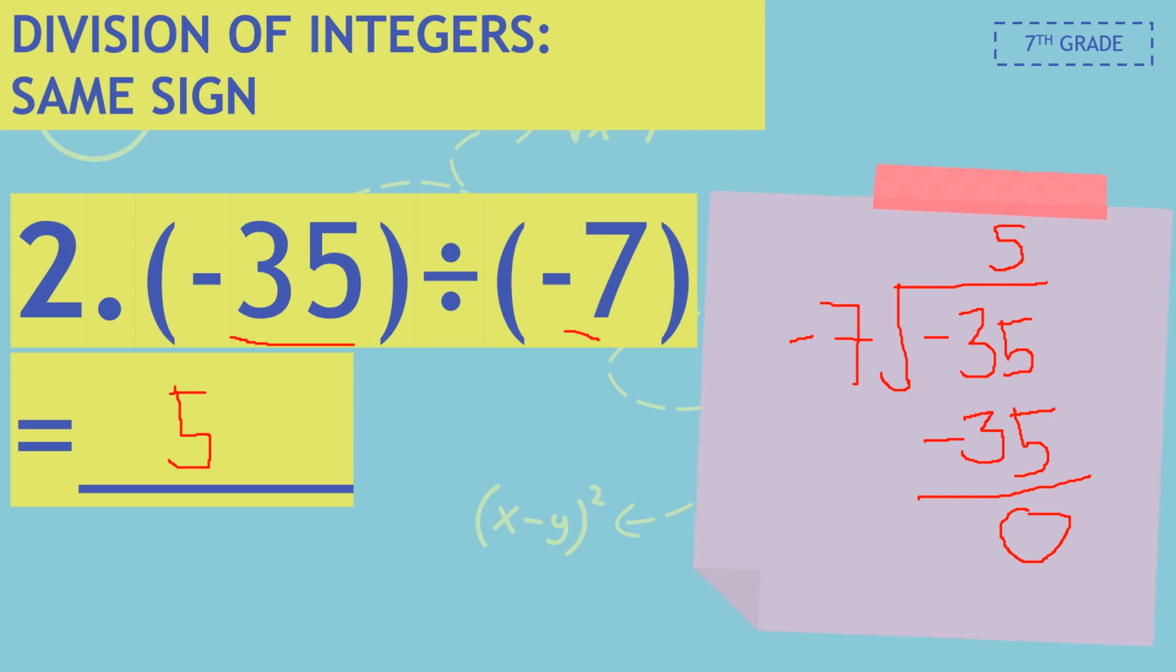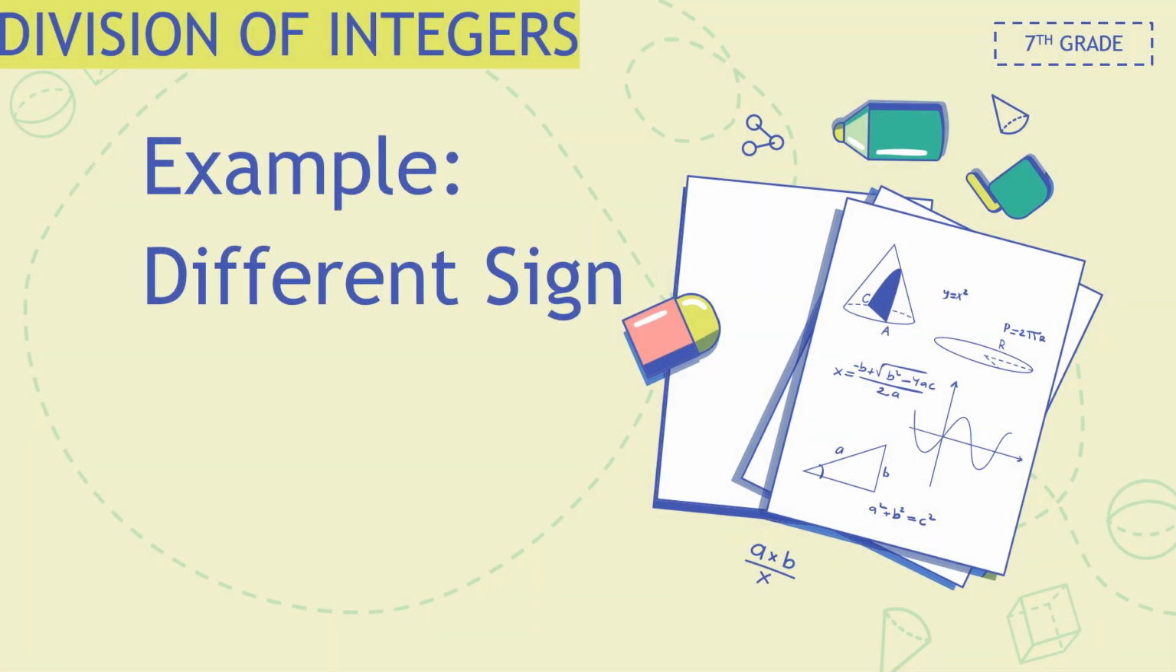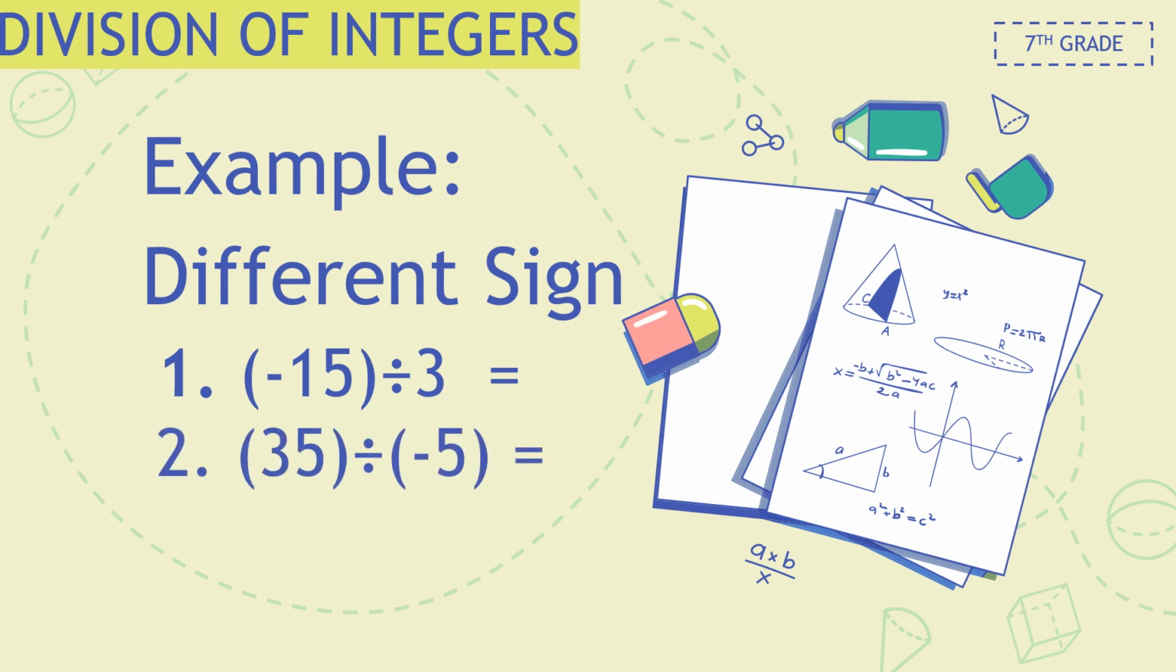We have the example for the different signs. I hope it is clear for you po how we are going to divide two numbers with the same signs. Just always remember that the answer will always be positive. Now let's proceed with different signs. For example, negative 15 divided by 3 and 35 divided by negative 5.